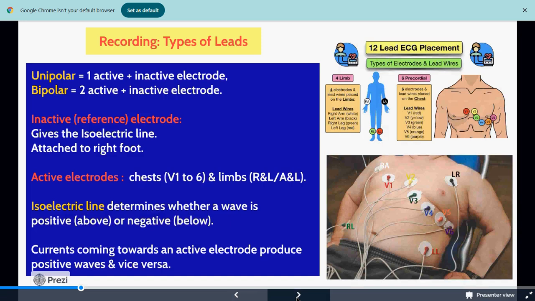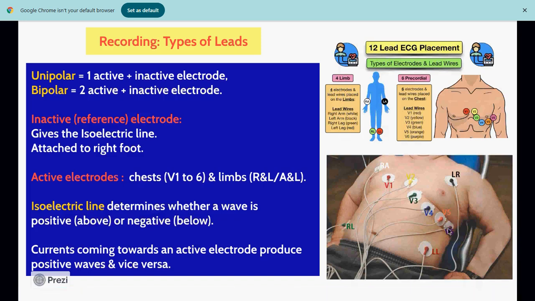We start with the leads. So we said we have electrodes. What you put on the body, these things are the electrodes, and what you measure on the ECG are called leads. So generally speaking, we have 12 leads in a complete ECG. We call it 12 lead ECG, and these 12 leads are divided into unipolar leads and bipolar leads.